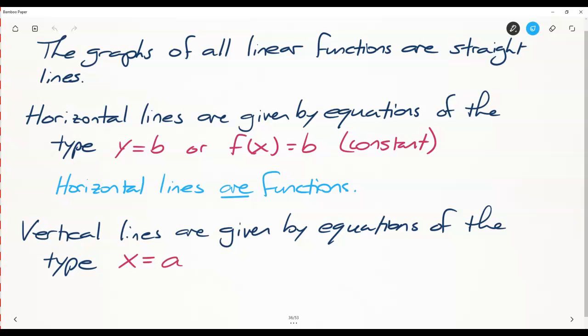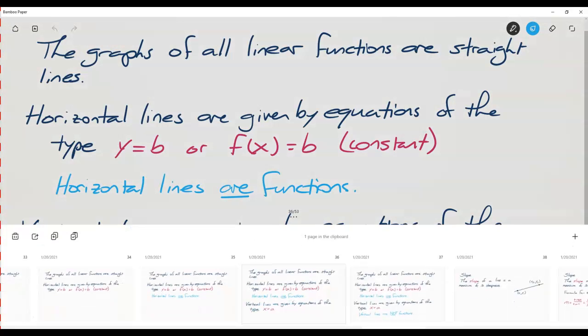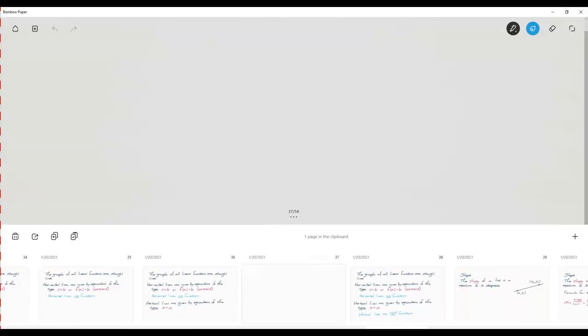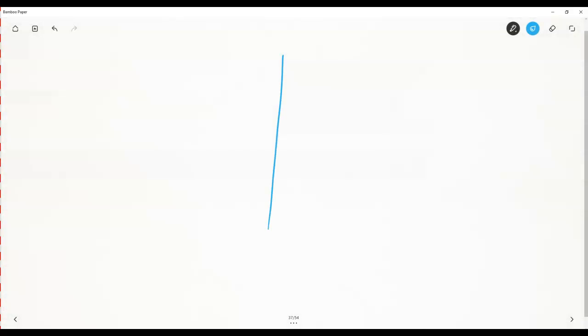But if there is an x with no y in it, then this is going to be a vertical line. If you have x equals 2, all of the points on that vertical line are going to have an x coordinate of 2. Now the y values are going to be different. The y values can be any value. Like if I were to graph, let me put in a new page so I can show you. So here's my axis. This is x, this is y.